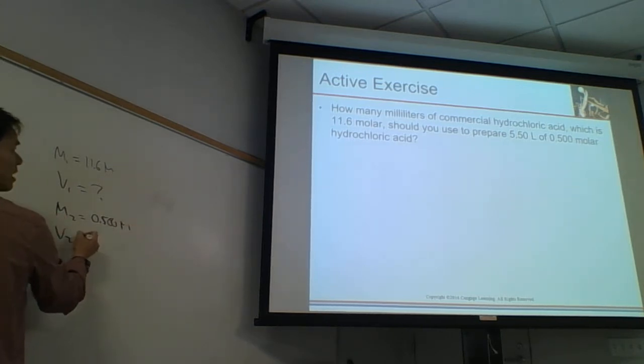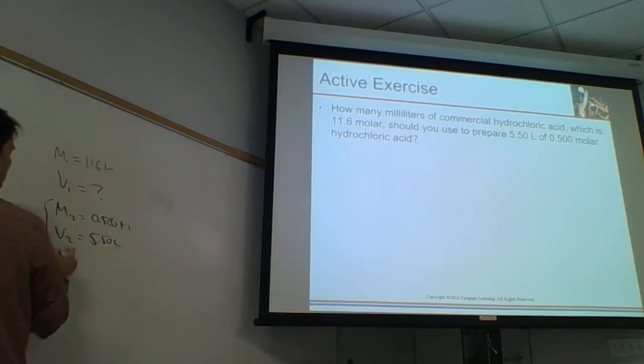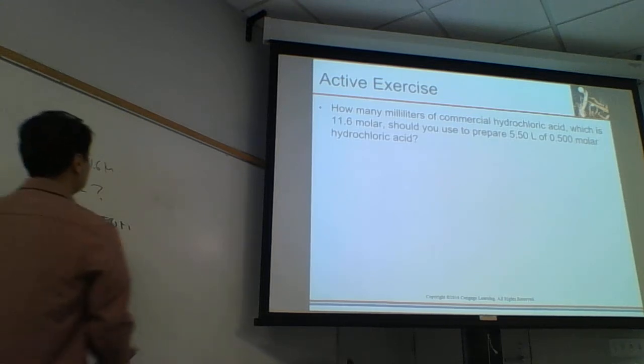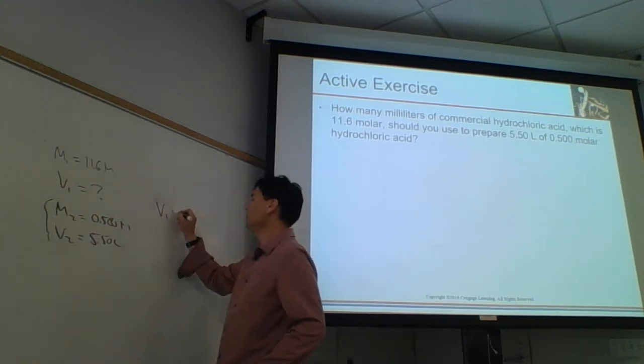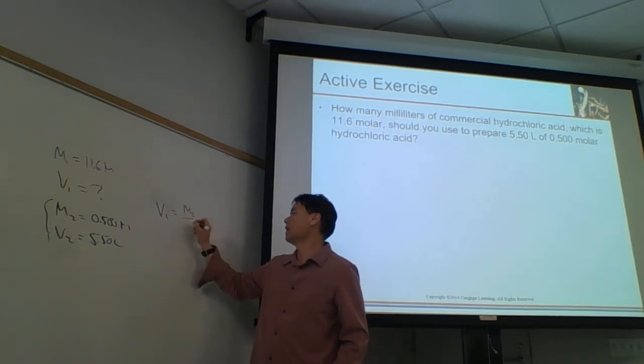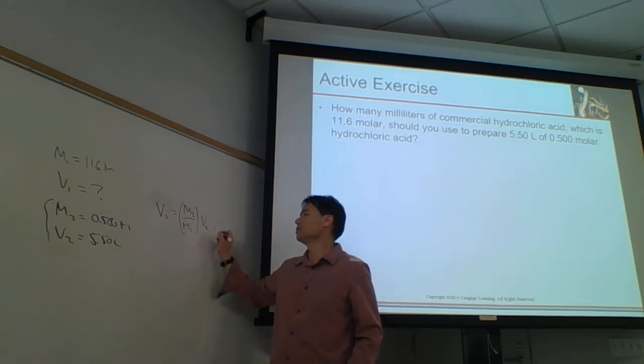And V2 is how much I need. I need 5.50 liters of this. And so I want 5.5 liters of 0.500 molar. I'm going to start off with 11.6 molar. How much of the concentrated stuff do I need? And so V1 is going to equal M2 over M1 times V2.